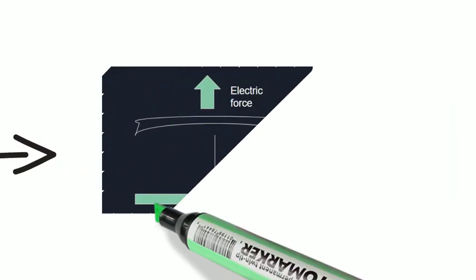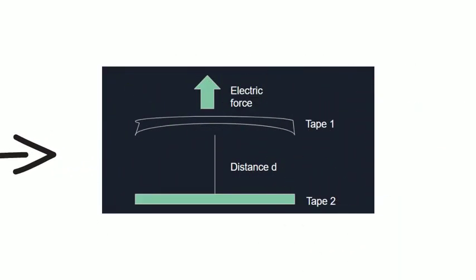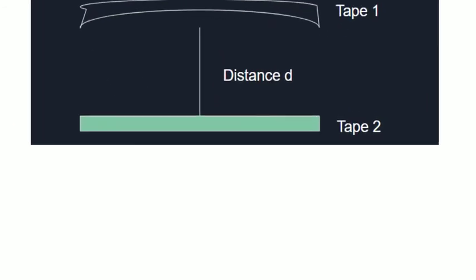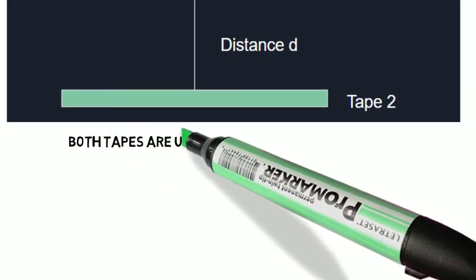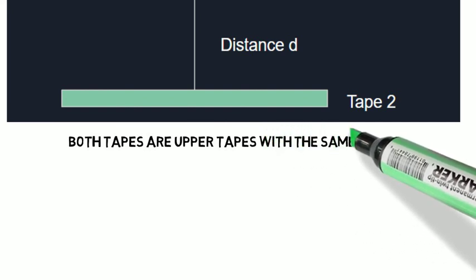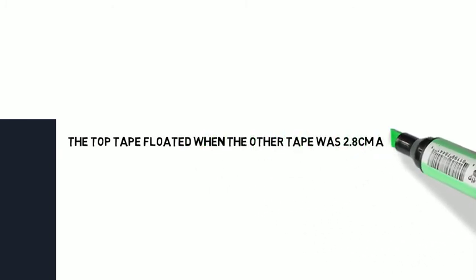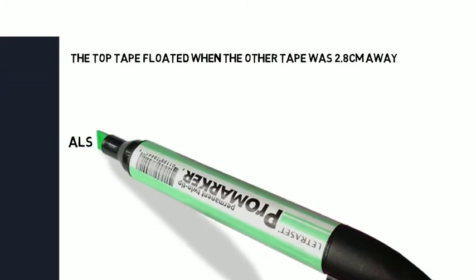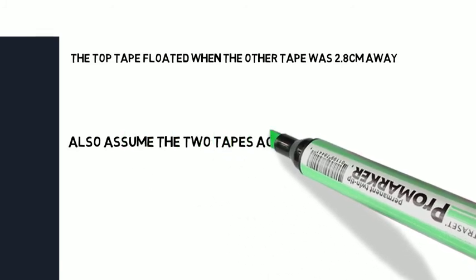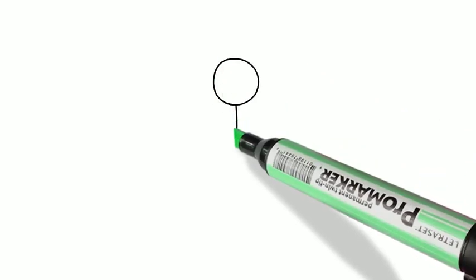For the second part of the experiment, I had one upper tape suspended above another, separated by a distance d. Since both tapes are upper tapes, we know that they have the same charge. I found that the top tape began to float away from the bottom tape when they were 2.8 centimeters away from each other. We also assume that the two tapes act like point charges to simplify our calculations.